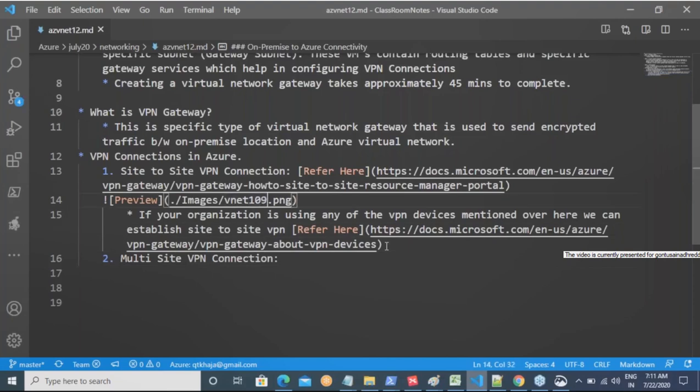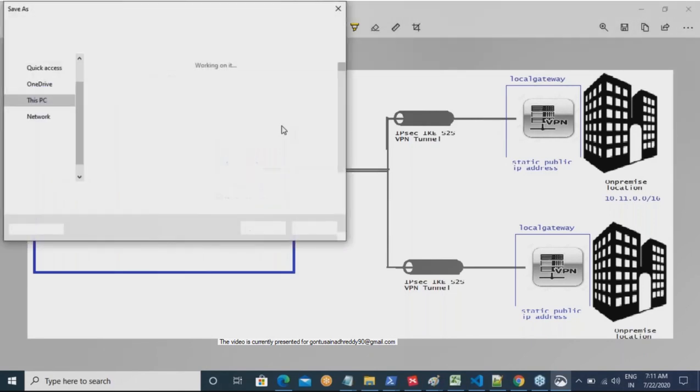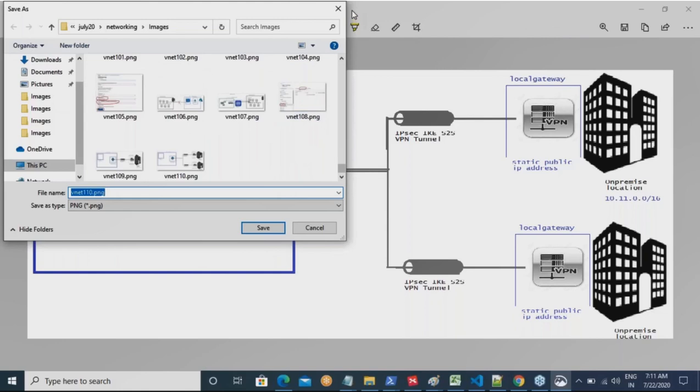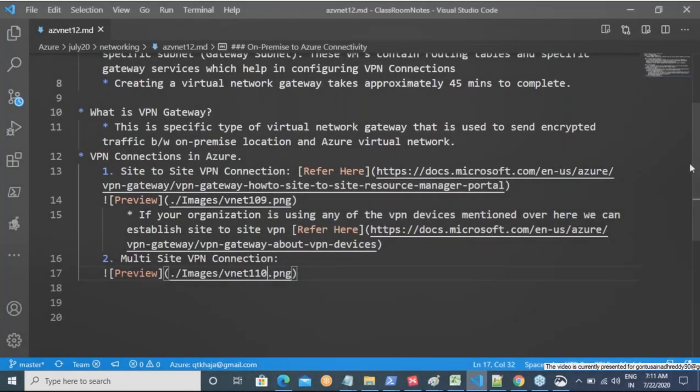Here I have to write 109, and most probably this will become 110. Good. And point to site, I am not referring to it. We generally don't use point to site a lot. But this is something which you would be using a lot.